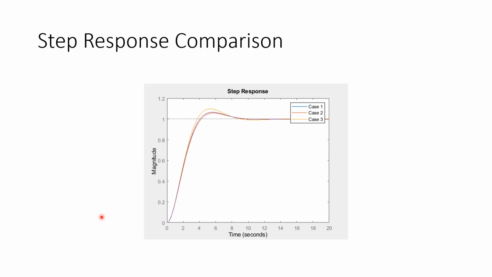So in here is the step response graph for case 1, 2, and 3, so you can kind of see the differences that happened when the accelerometer was added, and then we modified that accelerometer a little bit.